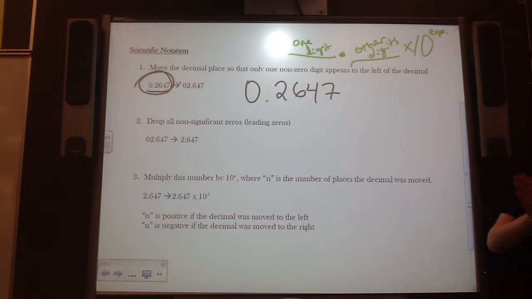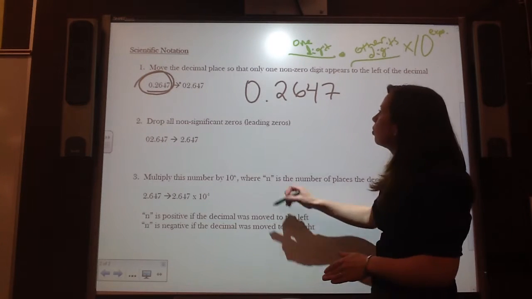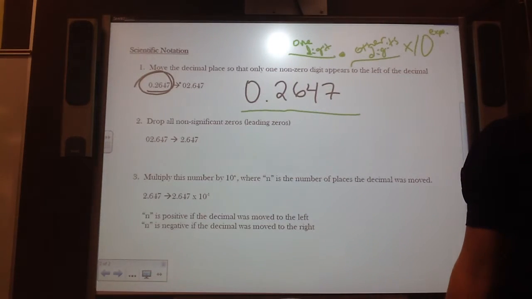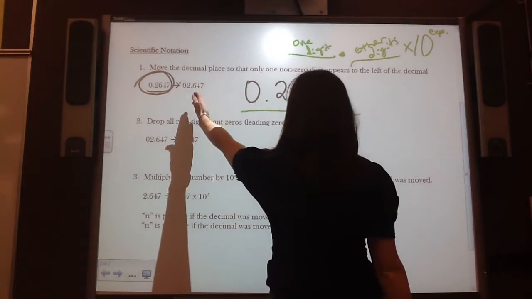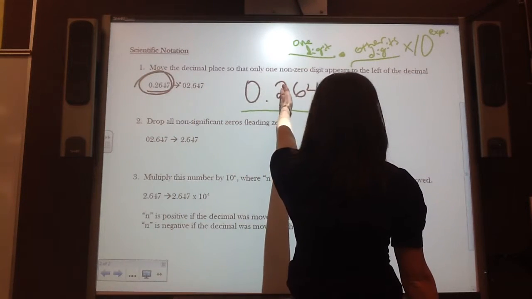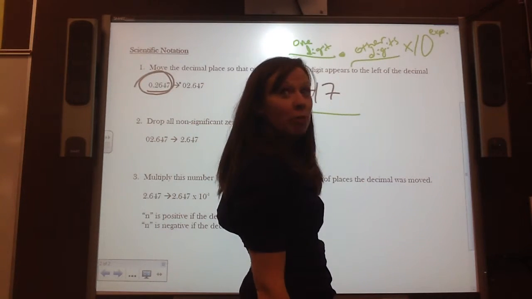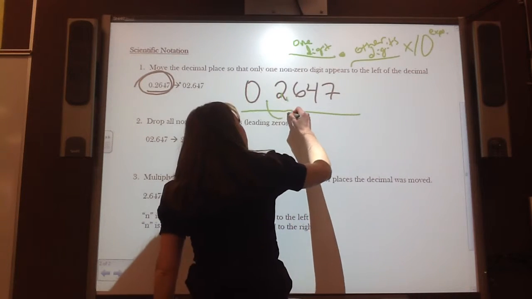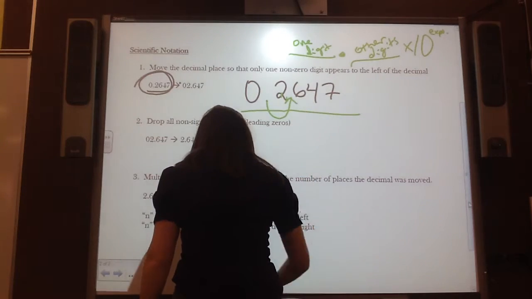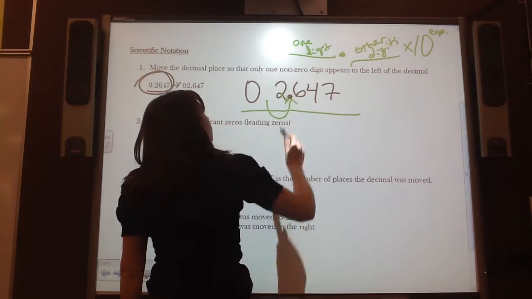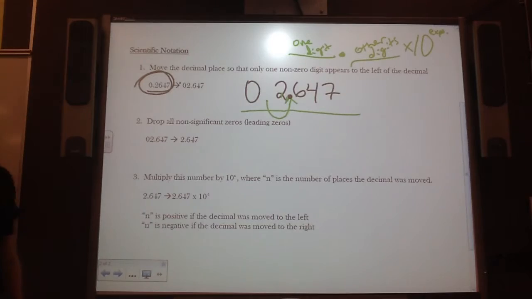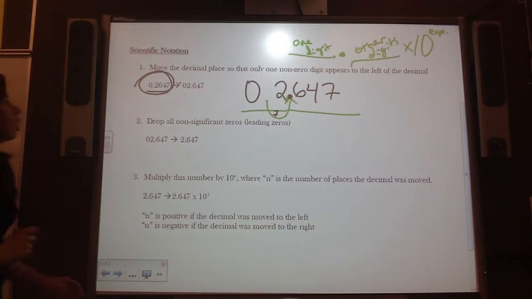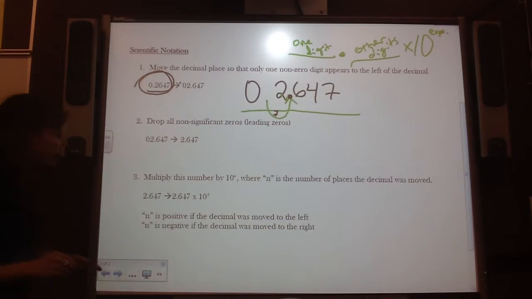So, when you look at your number, you think, which number is the first one that is not a 0? Okay, so I start on this side. There's a 0. There's a 2. Okay, 2 is not a 0, right? Agreed? Great. So we move the decimal place over 1 spot. So now it is here. Okay, we moved it 1 spot. Drop all non-significant zeros.